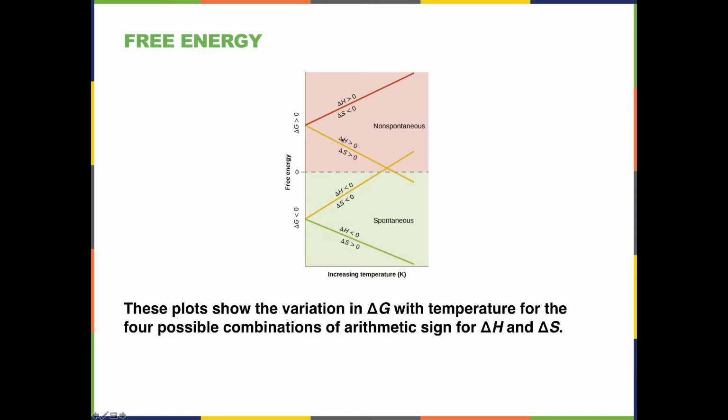This is an endothermic reaction with an increasing entropy. So at low temperatures it does not proceed, but at high temperatures it does. This is an exothermic reaction, but a decrease in entropy, so it proceeds at low temperatures but not at high temperatures. This is exothermic and an increase in entropy, so it is spontaneous at all temperatures.